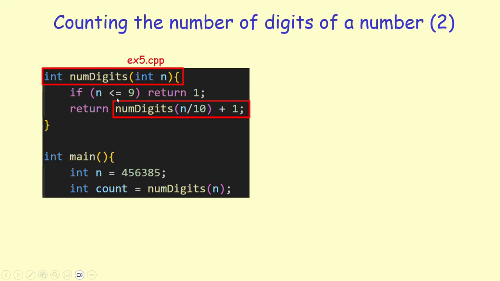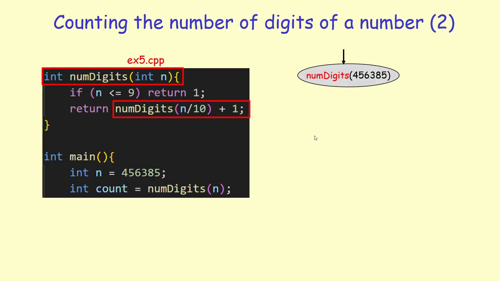So if the number n is less than or equal to 9, return 1, because a number that only has one digit, we have to return 1. Otherwise, peel off the last digit by dividing the number by 10 and recursively compute the number of digits in the smaller problem. When we return, we have to add 1 because we just peeled off one digit, so that's the one that we need to add to the result. So let's run it for this number, 456385.